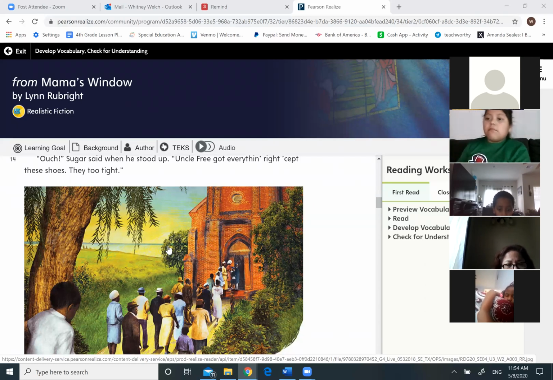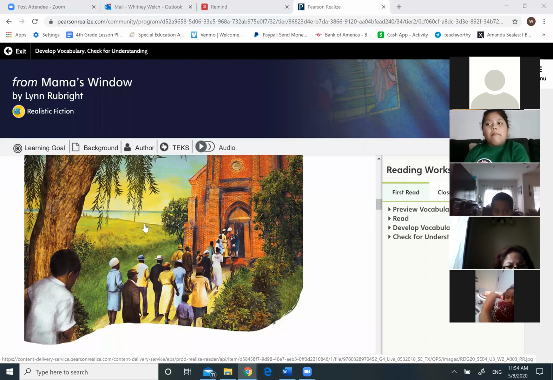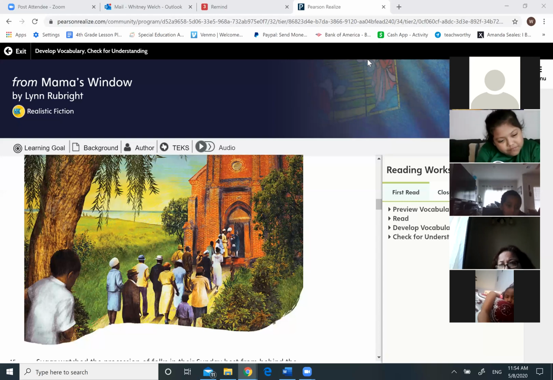So notice they are entering into the church. Everybody has on their nice clothes. But then if you look over here, we have who? Sugar. Mercedes, who do we have over here? Sugar. Yeah, I wonder why. I can see you, ma'am.